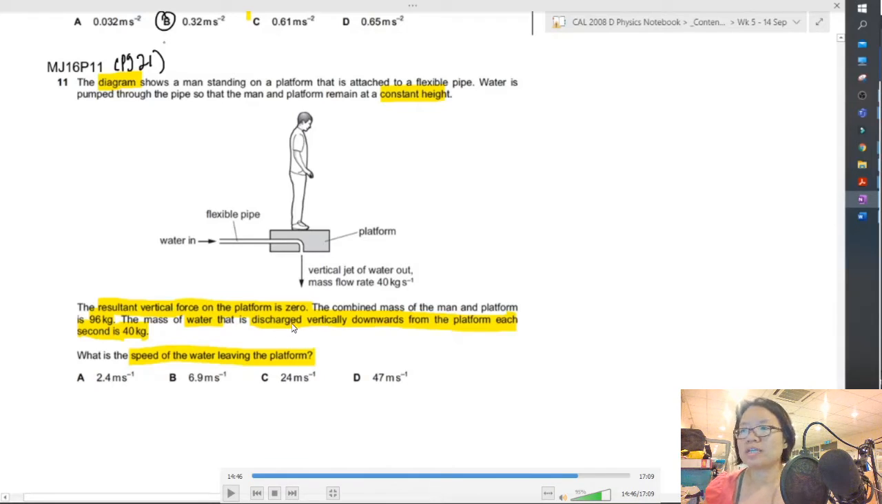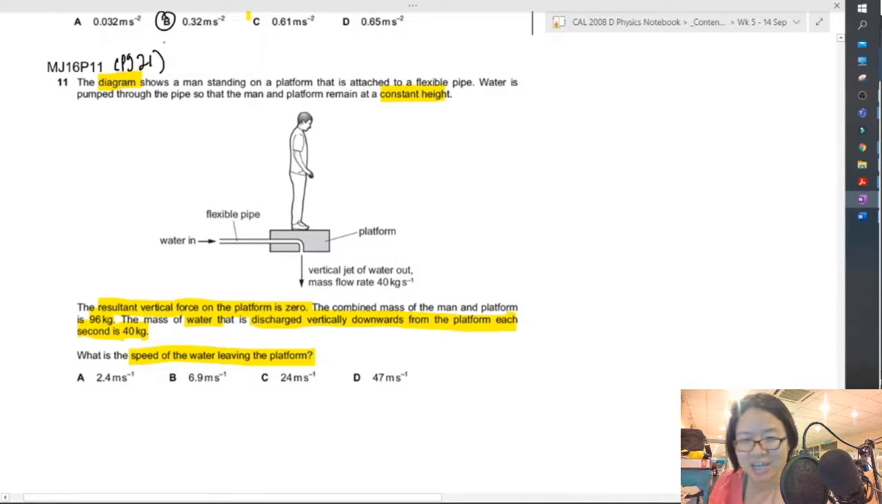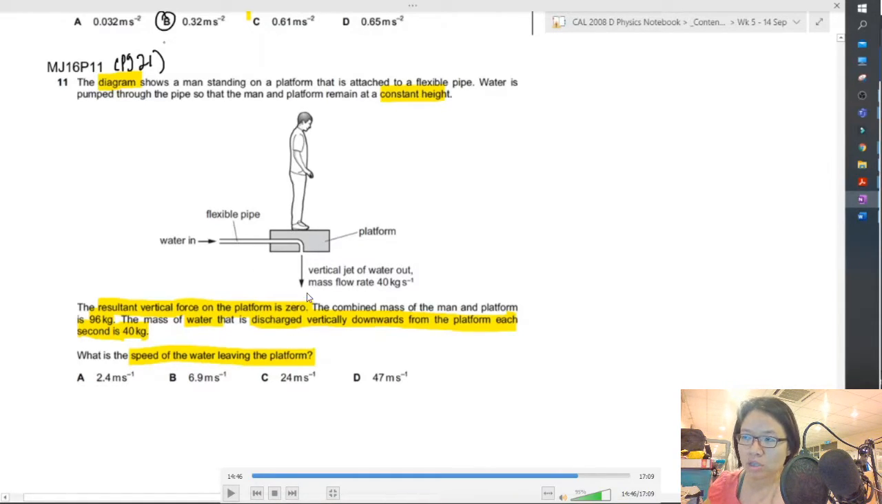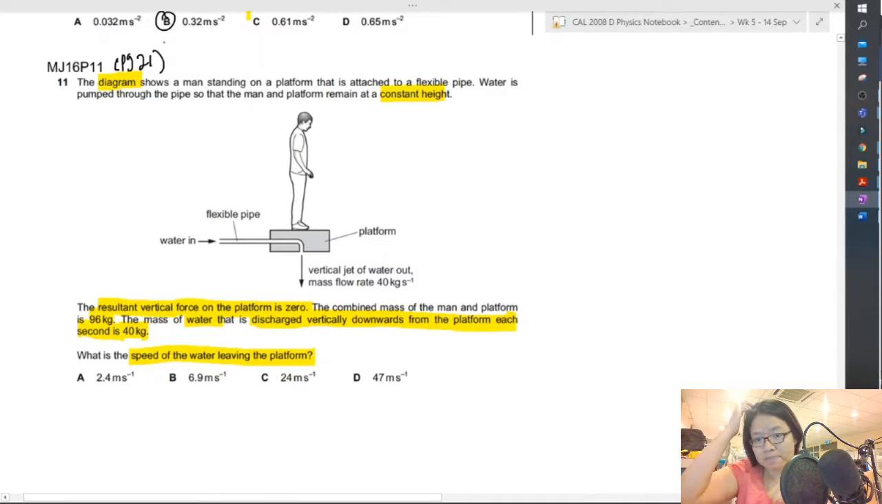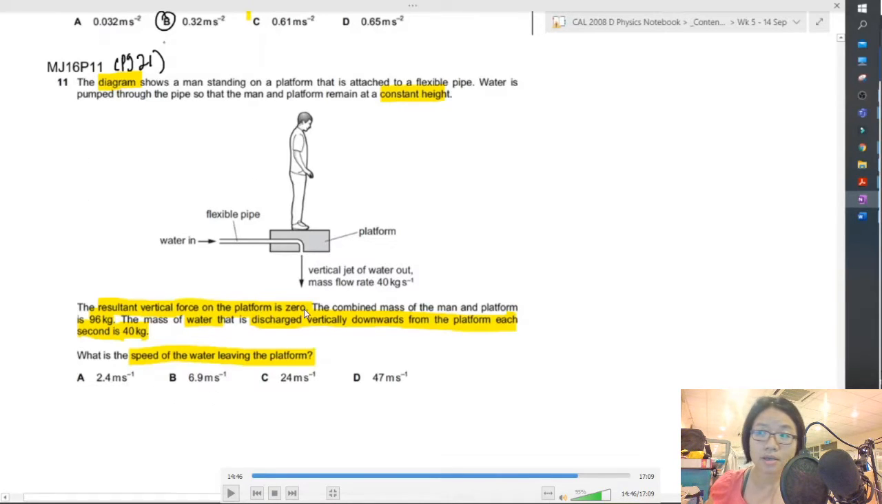So the mass of the water that is discharged vertically downwards from the platform each second is 40 kg. So 40 kg, right? 40 kg of water is shot out of the bottom of the platform for every 1 second. So if you have actually played with a hose before, you will notice that when you shoot out water from the hose, and if you angle the hose downwards, the hose will fly upwards. So like you having water shooting downwards, the man and the platform will be supported upwards. If let's say the man is not moving, meaning the force just nice can support the weight of the man.